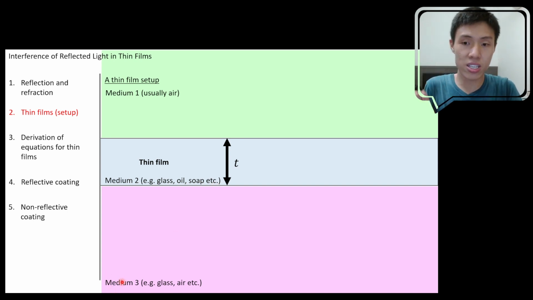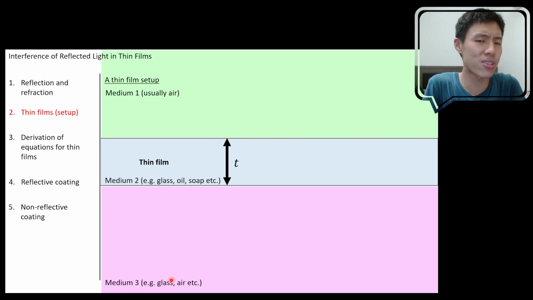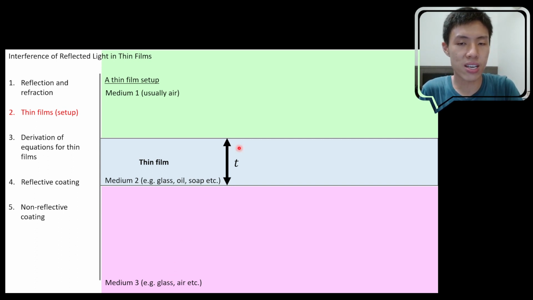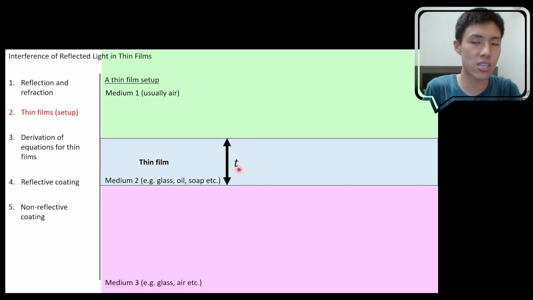Medium 3 will be another medium. Sometimes it can be air, sometimes it can be glass. There are many examples over here. Okay, so our thin film here has a thickness of T. The thickness of this film is represented by small t over here.